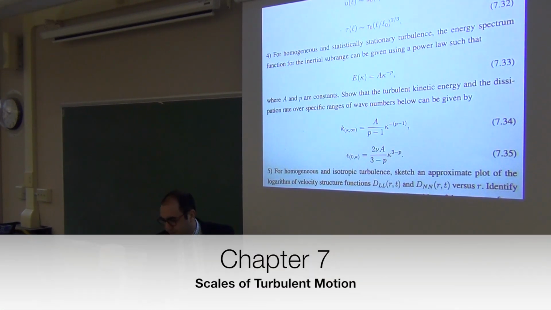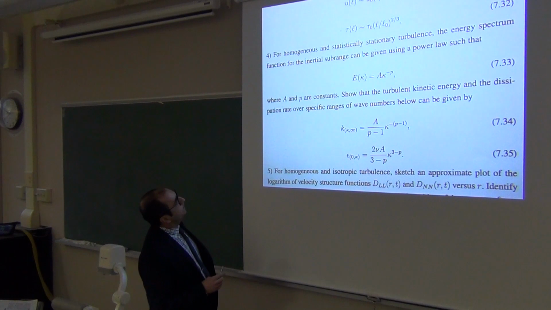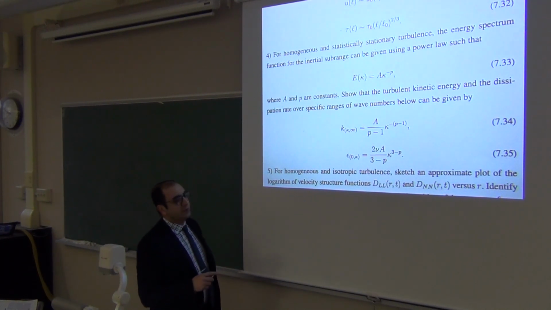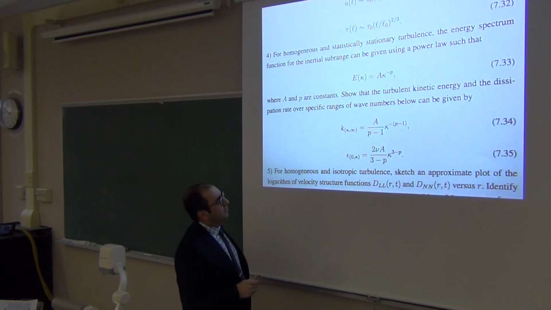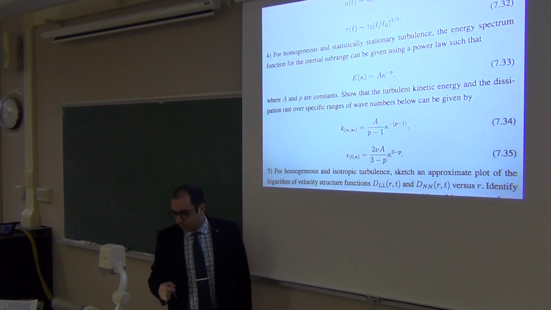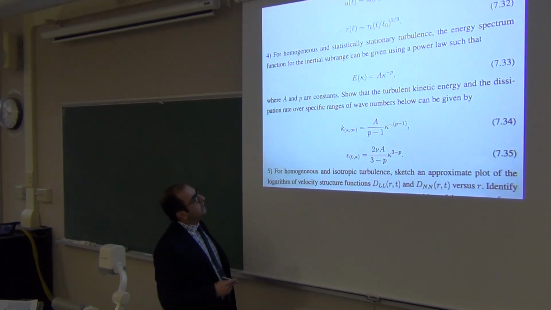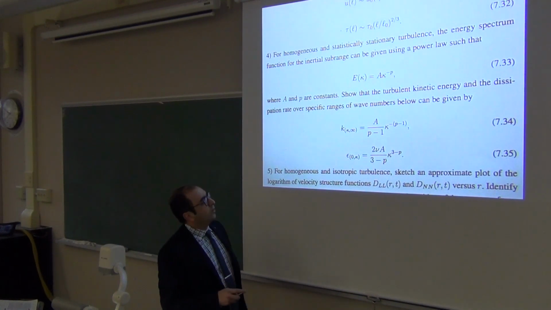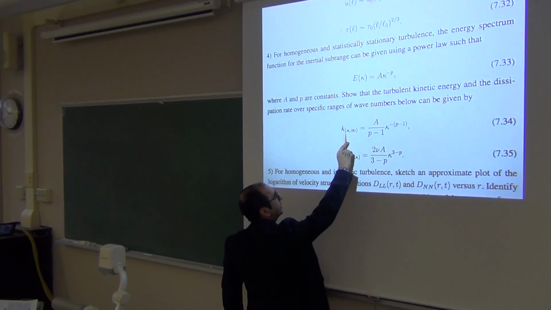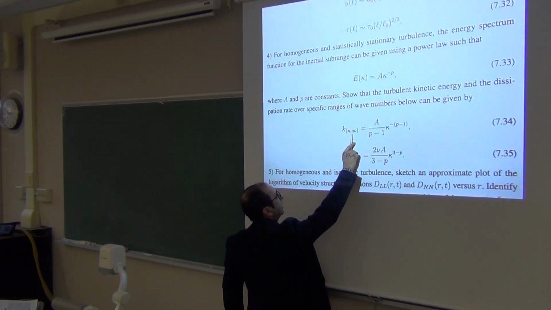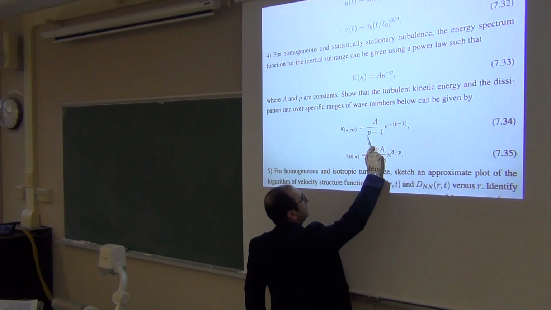For homogeneous and statistically stationary turbulence, the energy spectral function for the inertial subrange can be given using a power law. So energy as a function of wave number kappa is equal to constant A times wave number kappa to the power of minus P. We want to show that turbulent kinetic energy and the dissipation rate over specific ranges of wave number are as follows. I would like to show that the turbulence kinetic energy in a range of wave numbers starting from kappa to a very large wave number is equal to this expression.